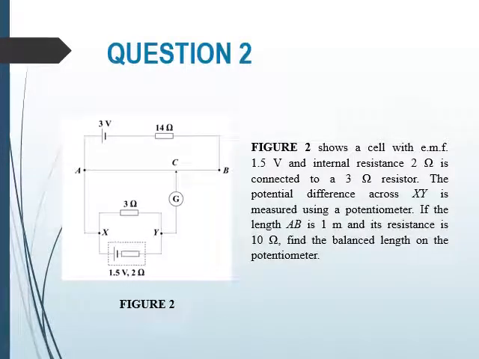Question 2. Figure 2 shows a cell with EMF 1.5 volt and internal resistance 2 ohm connected to a 3 ohm resistor. The potential difference across XY is measured using a potentiometer. If length AB is 1 meter and its resistance is 10 ohm, find the balanced length on the potentiometer.